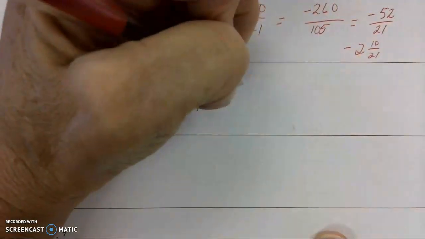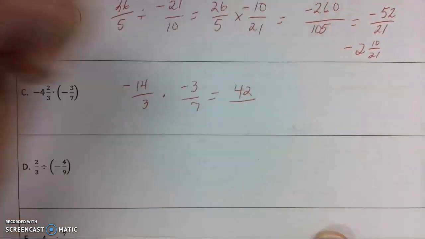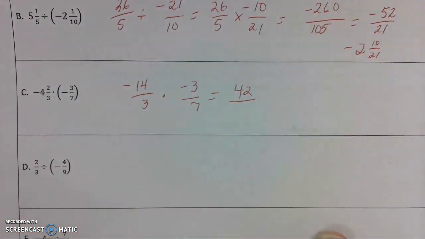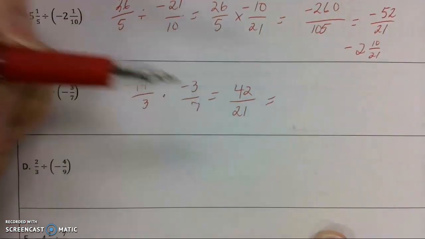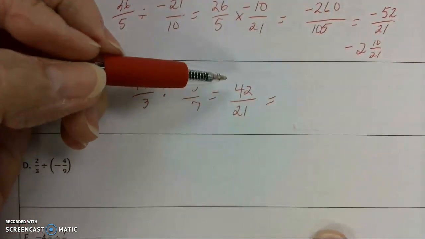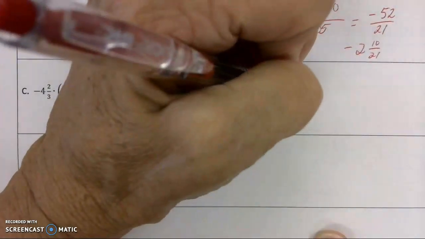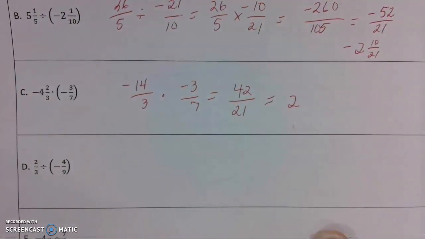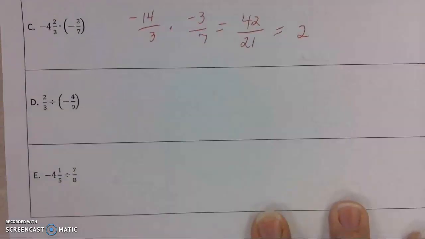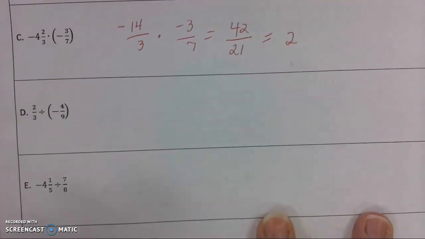14 times 3 is 42. A negative times a negative is positive. 3 times 7 is 21. Now, when I divide 42 by 21, or when I look at this, I know that this will simplify to a whole number. So 42 divided by 21 is 2.